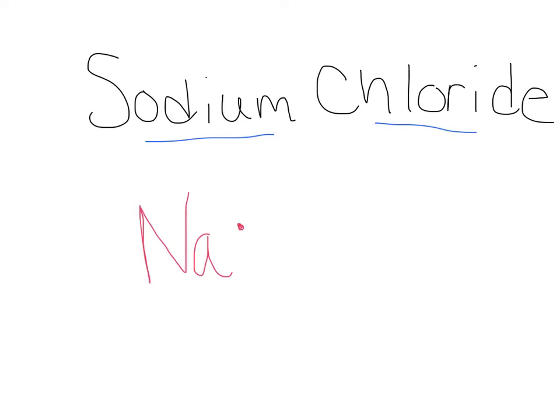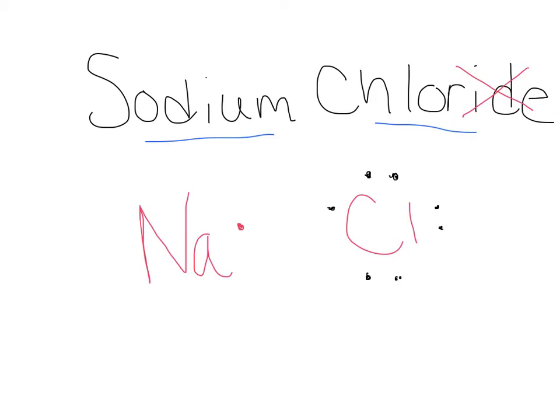And then this chloride is chlorine. So when we have ionic compounds and we name them, we put the "ide" ending on the nonmetal. But that chloride would turn back into chlorine. And chlorine has 1, 2, 3, 4, 5, 6, 7 valence electrons.